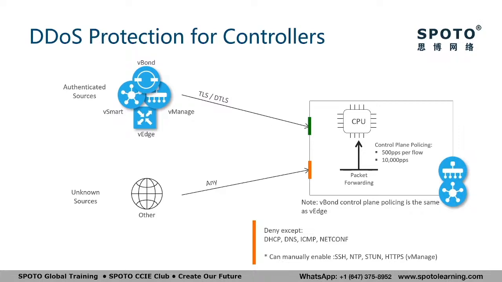The DDoS protection for controllers is a similar idea. By default, only authenticated sources are allowed. It only allows vBond, vSmart, vManage, and vEdge, everything in the whitelist. The communication is encrypted by DTLS. For any other unknown sources, it's a deny. Right? It's not allowed. The exceptions here are DHCP, DNS, ICMP, netconfig.